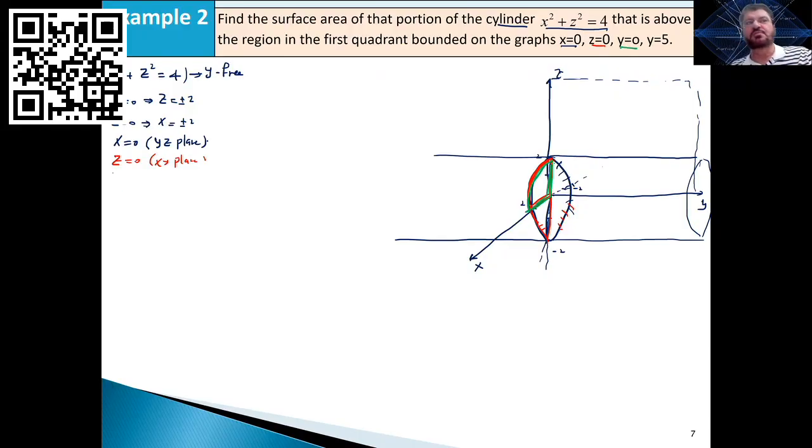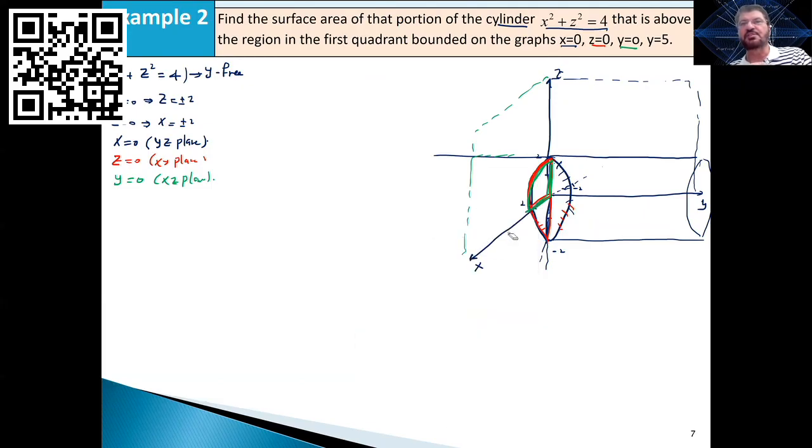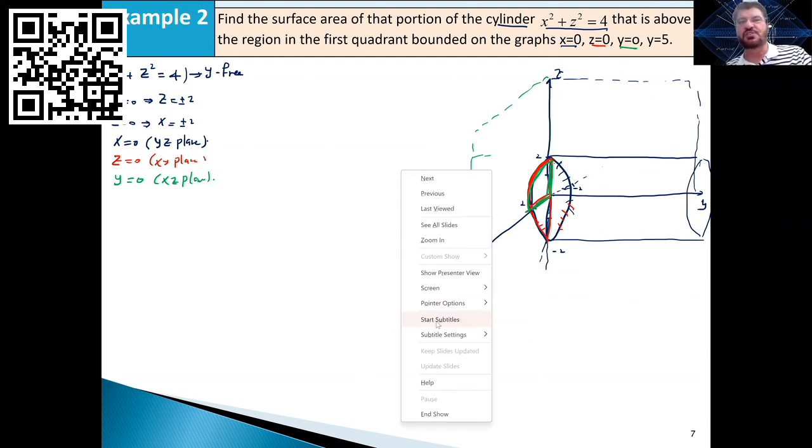y equals 0. It's the XZ plane, which is exactly this one, guys. The XZ plane. So what's going to happen? That thing is going to go away. So I'm going to erase these left points. We don't need this and we don't need that. So everything in the back is going to go. So all I have now so far is just this green.